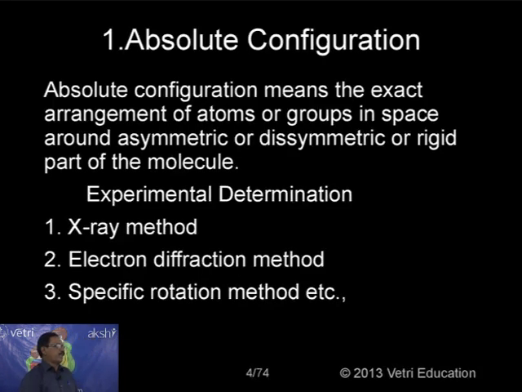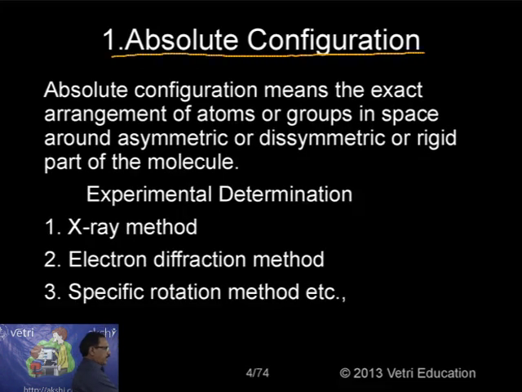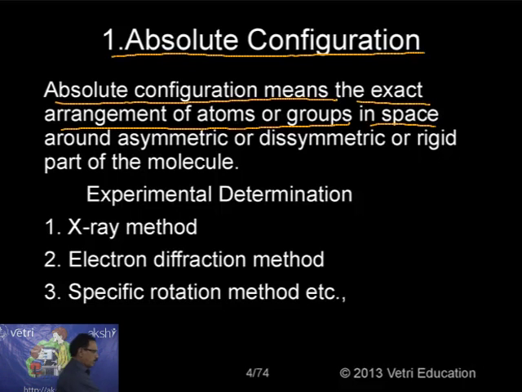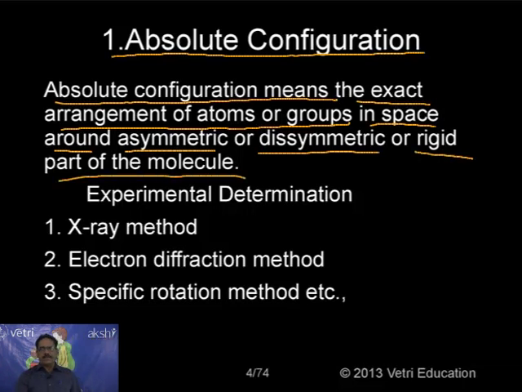So, let me discuss first, what is absolute configuration? Absolute configuration means the exact arrangement of atoms or groups in space around an asymmetric or dissymmetric or rigid part of the molecule. This is called absolute configuration. Exact arrangement, where is the atom, where is the group, if you want to fix in space around an asymmetric carbon or dissymmetric molecule or a rigid part of a molecule, call it absolute configuration.